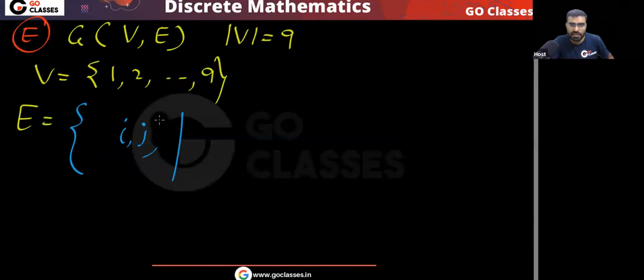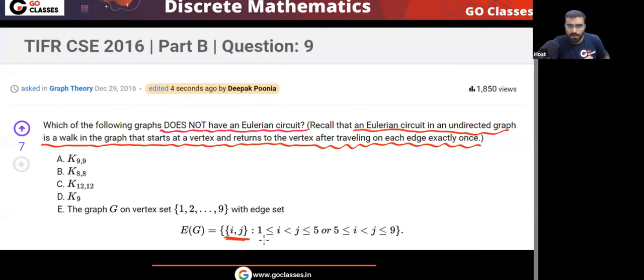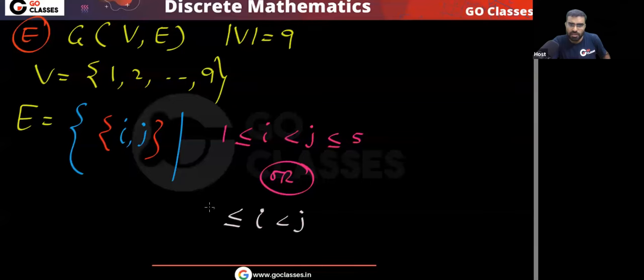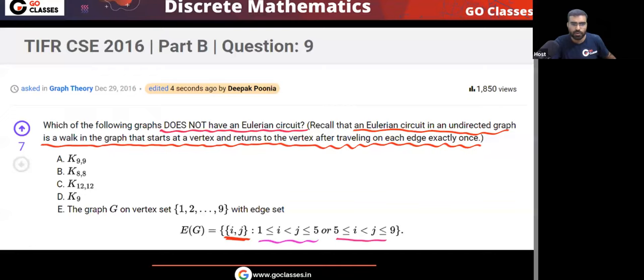Okay, because this is undirected. So there is an edge between i, j if either this happens, that i is less than j and both are between 1 and 5, or this happens: i is less than j and both are between 5 and 9. So this is given to you.